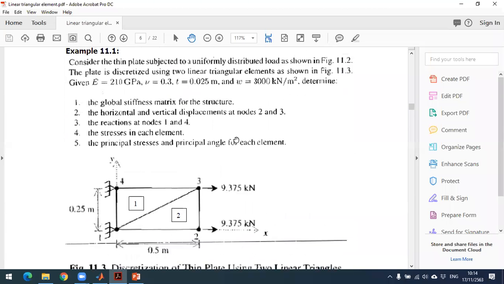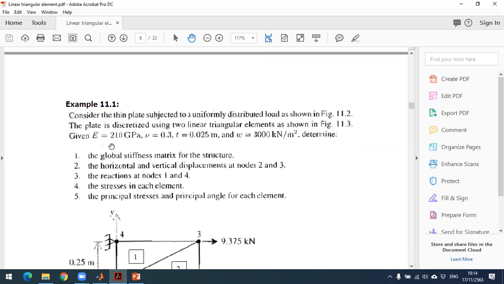Then we define the constants. E is equal to 210 gigapascal, and the Poisson ratio for this case is 0.3. After that, the thickness for this case is 0.25 meter, and the distributed load applied on the right hand side is equal to 3000 kilonewton per square meter.